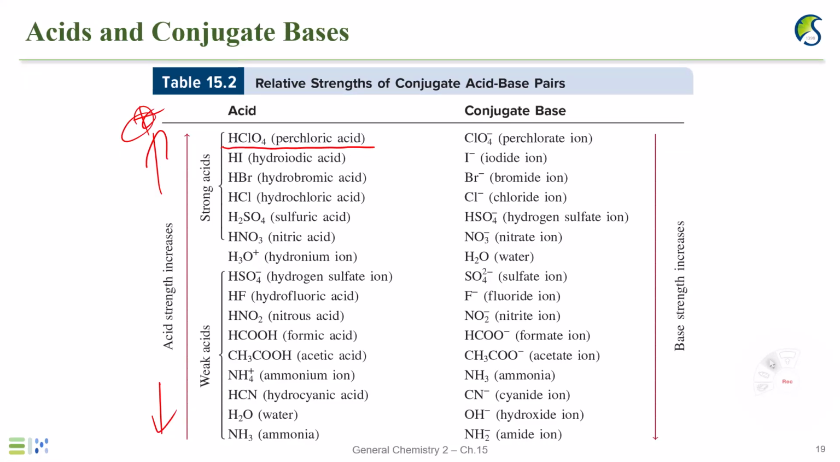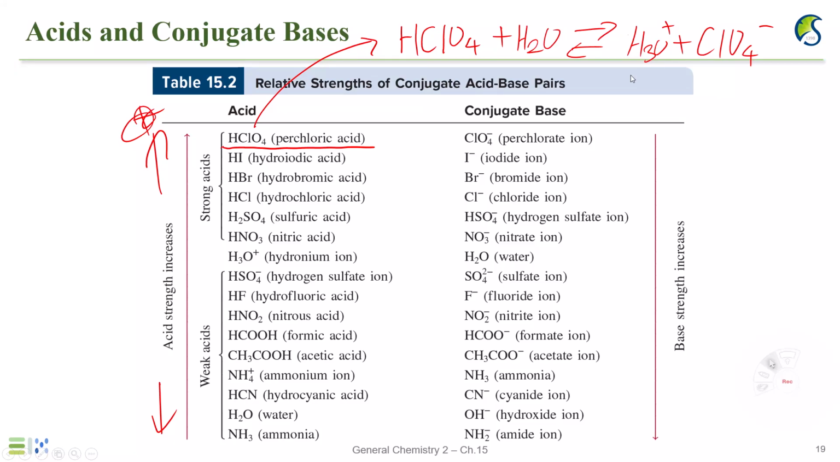So if you write down some equation based on this strong acid, it can be plus H2O gives H3O plus and ClO4 minus, right? And you know this is the base and this is the acid and this is the conjugate base. And if your acid is very, very strong, that means the chemical equilibrium in this equation lies far to the right, right?